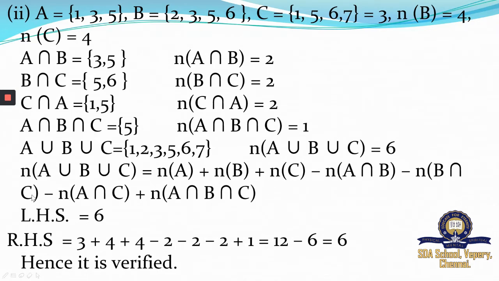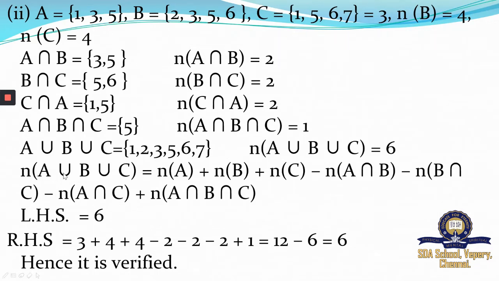Next, this is the given question. We have to verify this. Now, we have found out everything. We have found out n of A union B union C, n of A, n of B, n of C, n of A intersection B, n of B intersection C, n of A intersection C. Like also we have found out n of A intersection B intersection C. Now, what we are going to do is split this up as LHS and RHS.